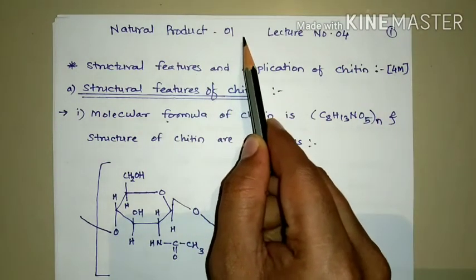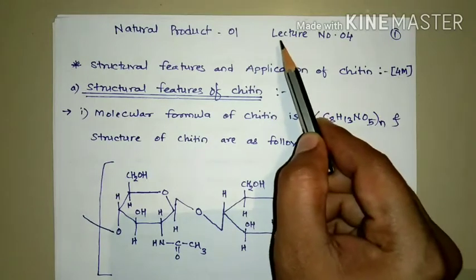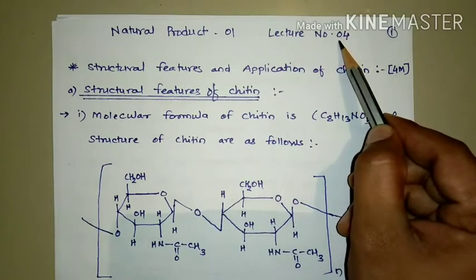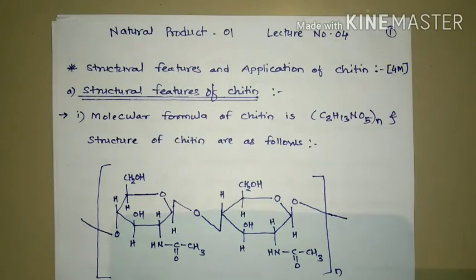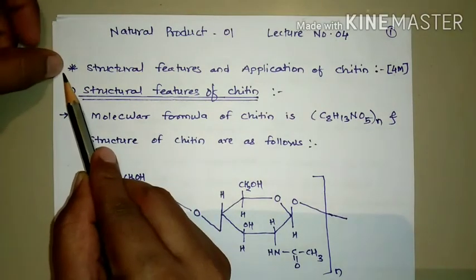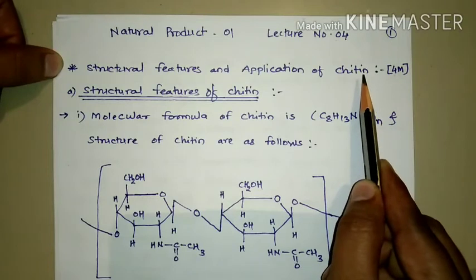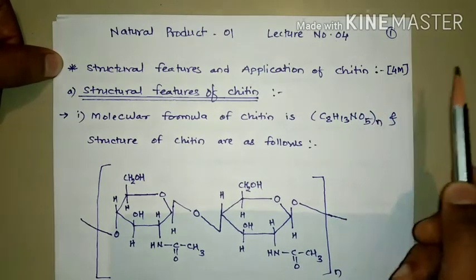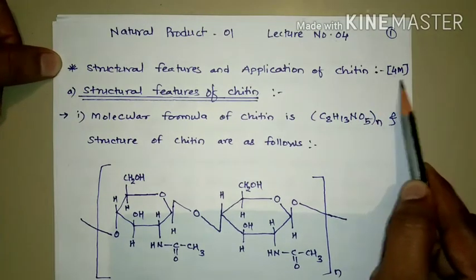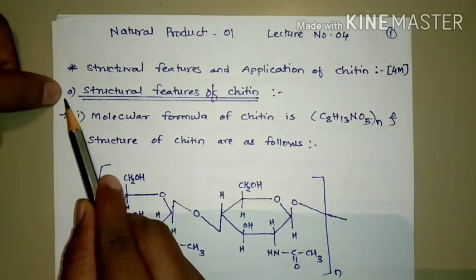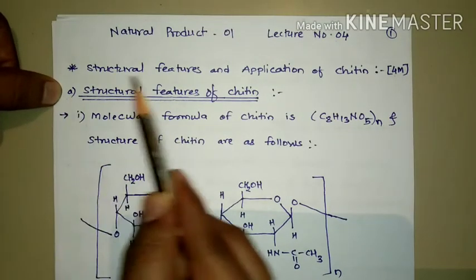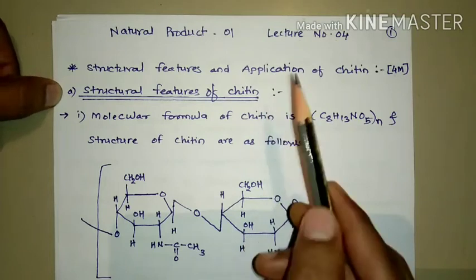So let us start with lecture number 4 from Natural Product 1. We have completed 3 lectures, so this one is the fourth lecture of Natural Product 1. In that, structural features and application of chitin we have to see today, and it is for 4 marks. In that, the first part is structural features of chitin.